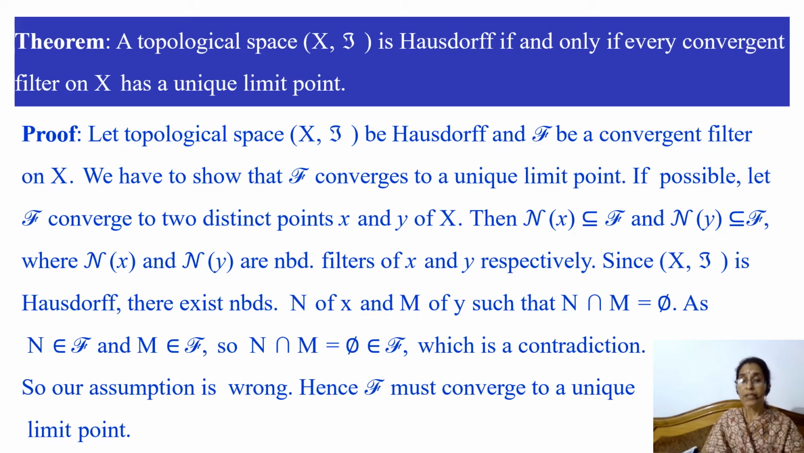But here N intersection M is equal to phi. So this implies that phi belongs to F, which is a contradiction because no member of a filter is empty. And so we arrive at a contradiction. That means our assumption is wrong. Hence, F must converge to a unique limit point.